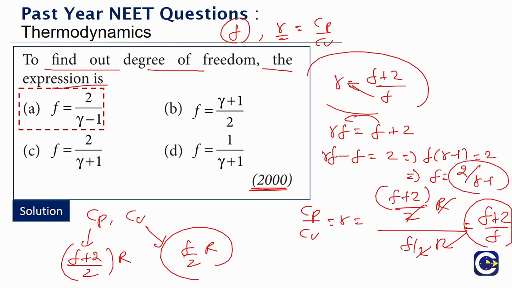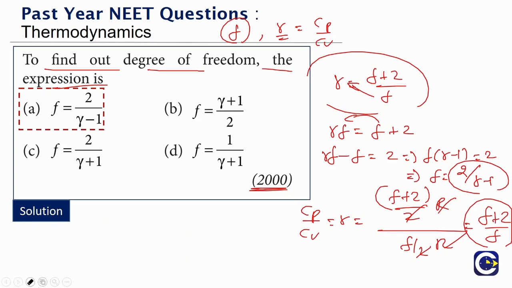So what is the correct relation? Option A is the correct relation. F is equal to what? 2 by gamma minus 1. So these relations will be important. The Cp-Cv relation to the F, as well as Cp-Cv relation with gamma. So these things will be important.